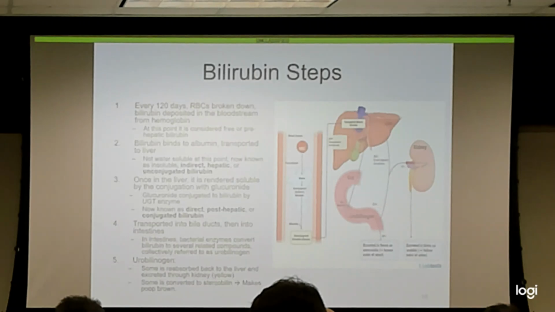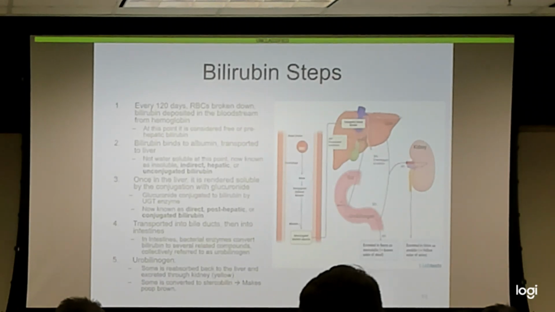And that little transport mechanism is important because there are some diseases that prevent that combination from coming back into the hepatocytes. Within the hepatocyte itself, you've got another system where an enzyme is going to come along and conjugate it with this UGT enzyme. And so now it's going to be direct or post-hepatic bilirubin, so it's going to be conjugated there.